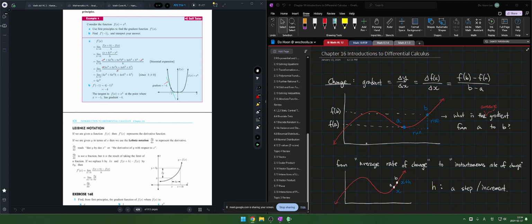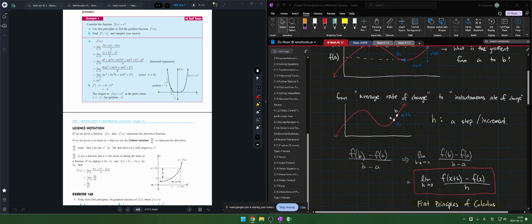Well, when we do that, we're taking the average gradient from a to b, the average one. We're not fully satisfied with the average value, so we try to go closer and closer and closer. What I mean by that is we're reducing the run. The run was b minus a, so we reduce it, and we measure it as h now, instead of b minus a. That h is a step or increment, and we try to make that smaller and smaller. We take a limit, so the limit as h goes to 0.